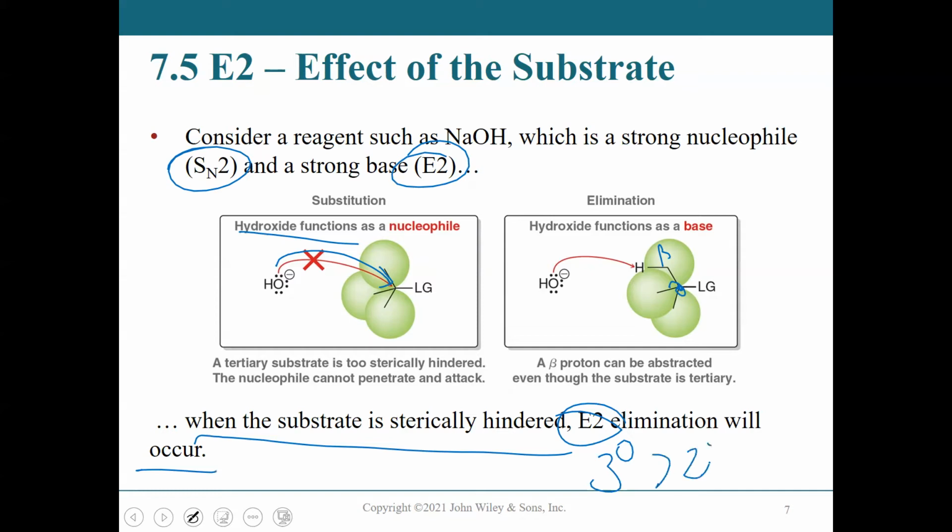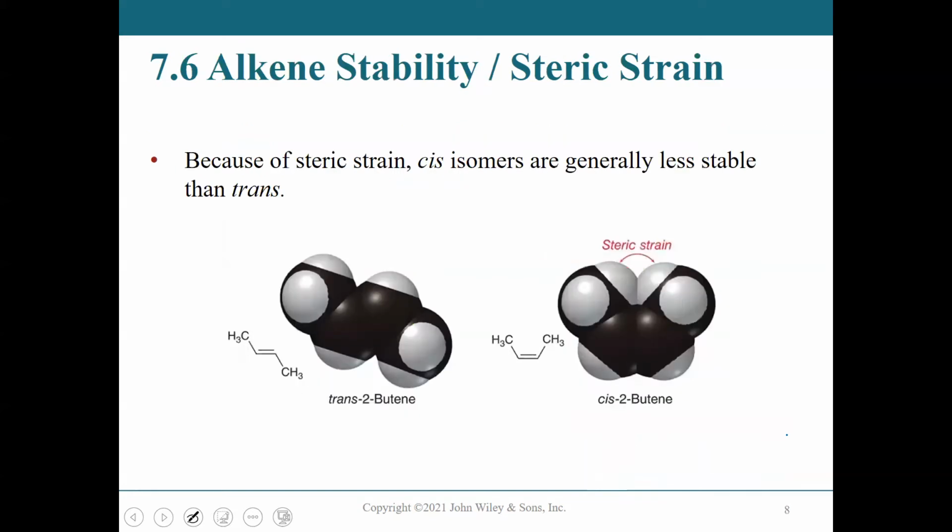Then comes secondary and then primary. Primary, they also do elimination, but you need a very strong base to do it. Right? All right. So these are a few things about the substrate. Why is it preferring that trend, tertiary, secondary, and primary? The tertiary is because it hinders the access to the carbon, making the beta hydrogen more accessible. Okay? Because of the steric strain, so now we're talking about stability, right?